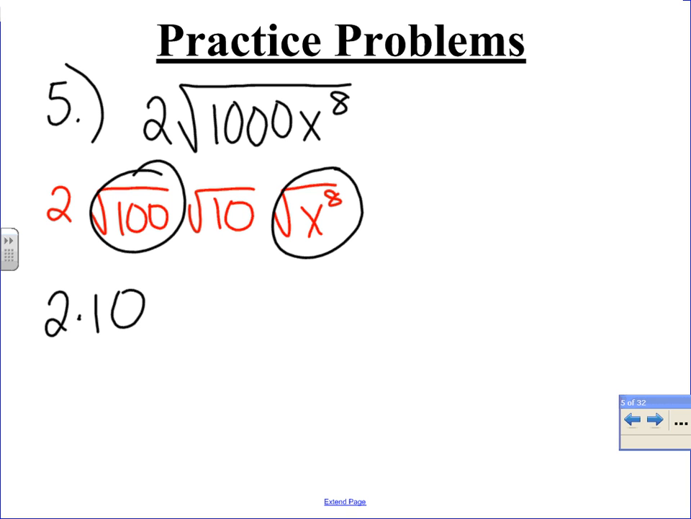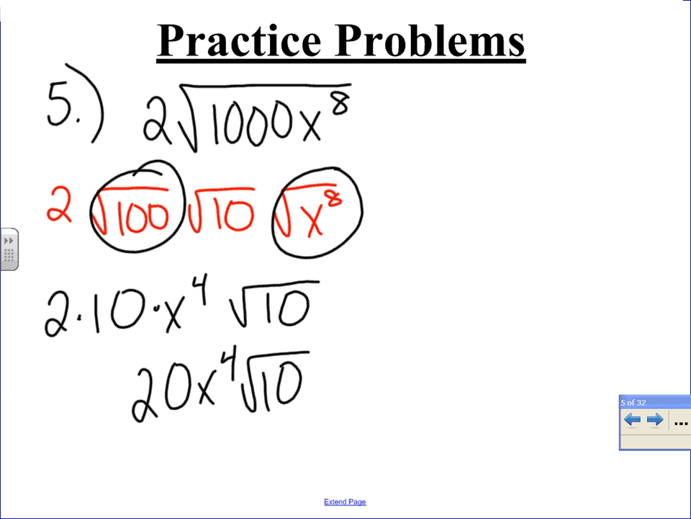Amanda, what's the square root of x to the 8th? Good. So leave that in front. The square root of 10, leave inside the radical because it's not a perfect square. What's the answer? Mush it all together. What's the answer, Will? Good. 20x to the 4th, square root of 10. Questions on that one?